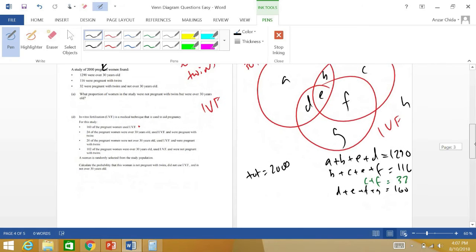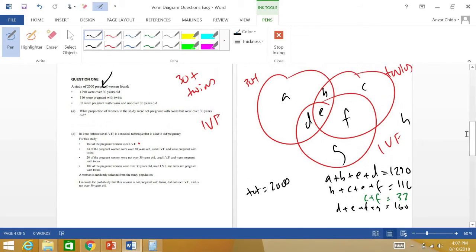I was hoping I didn't have to write too many equations, but the way the question is, the fact that we know that the 30 plus is 1290, and the twins are 116, but then we don't know H. This is just like, we can't do anything with it. You can only write equations. Okay.